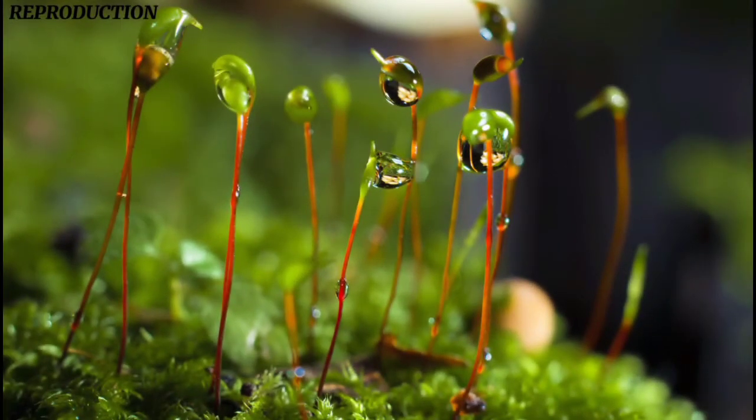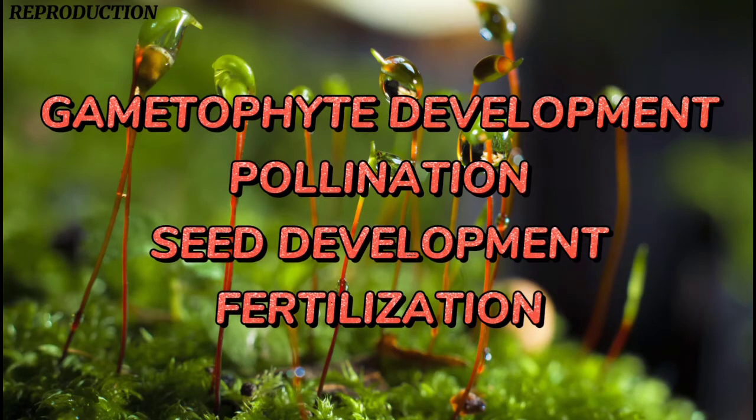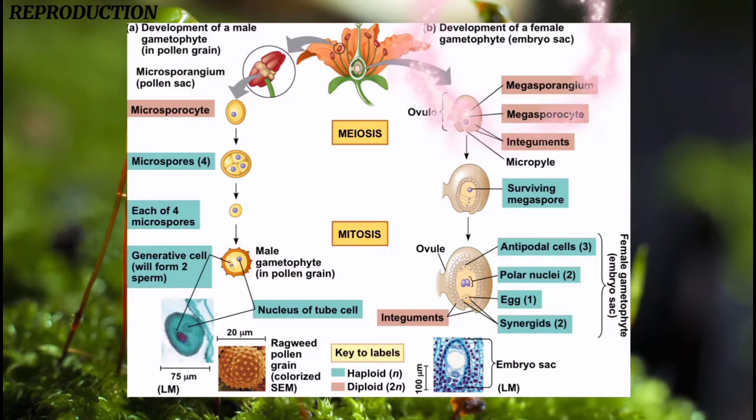Moving to reproduction. In this part, I'm going to discuss its gametophyte development, pollination, seed development, and fertilization. In the ovule, the megasporangium has a large diploid cell called the megasporocyte. The megasporocyte divides by meiosis and gives rise to 4 haploid cells. But in most species, only one of these survives as the megaspore. 3 mitotic divisions of the megaspore form the embryo sac, a multicellular female gametophyte. The ovule now consists of the embryo sac along with the surrounding protective tissues.